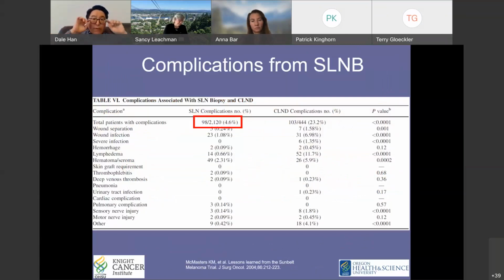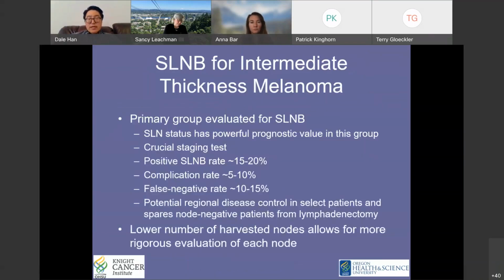So the complication rate from sentinel node biopsy is roughly 5% based on the Sunbelt melanoma trial. The MSLT1 trial actually showed it to be closer to 10%. And the rate of lymphedema, or swelling of an extremity, because these lymph nodes filter fluid back from parts of the body. So if you start taking them out, that fluid can back up and create what's known as lymphedema. That rate is less than 1% because we're only removing a couple of sentinel nodes. That rate was also similar in MSLT1's data.